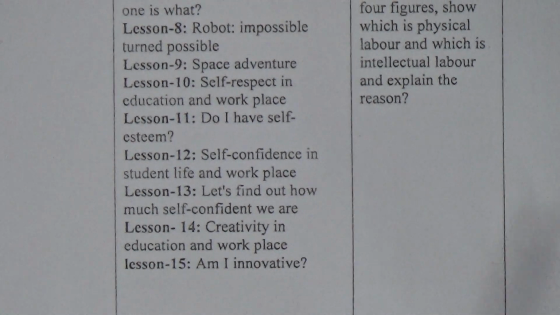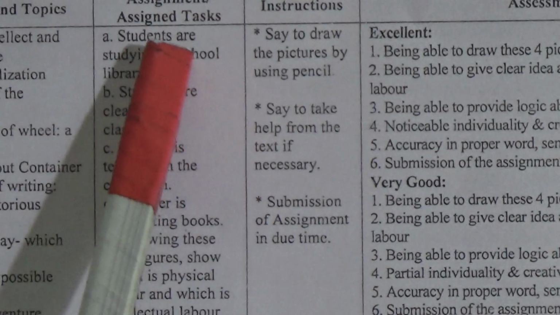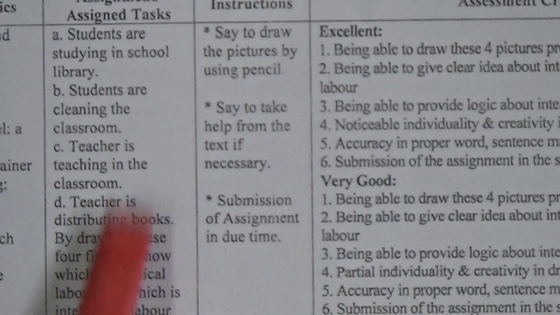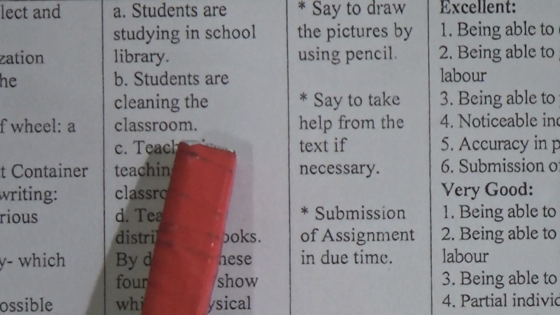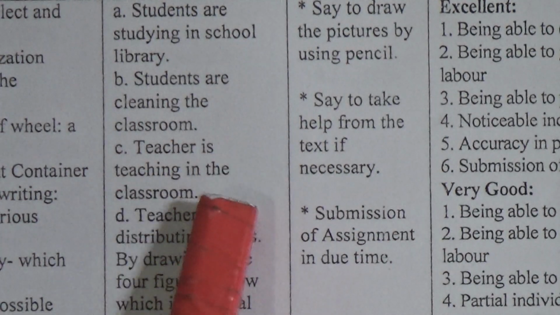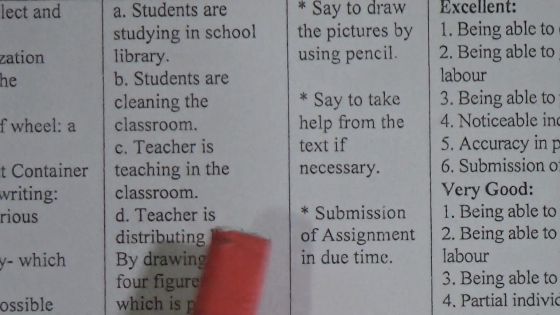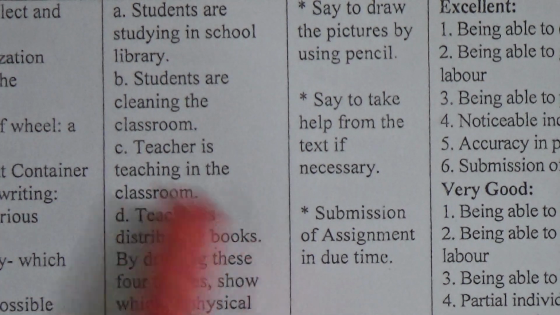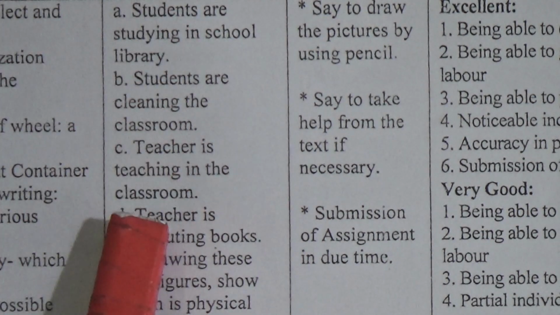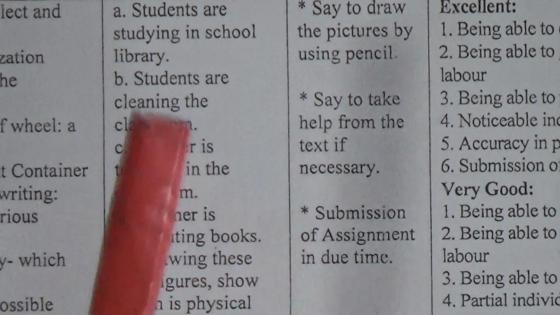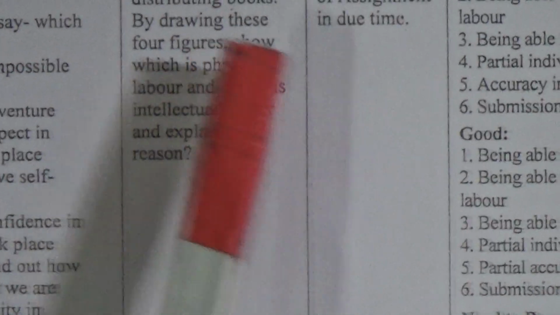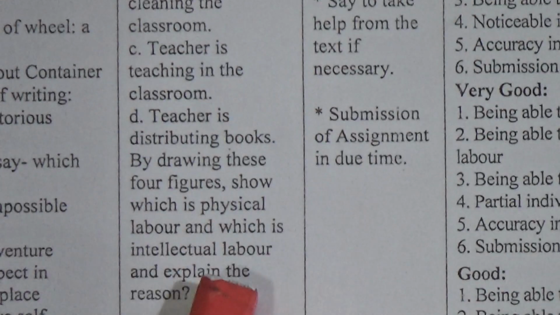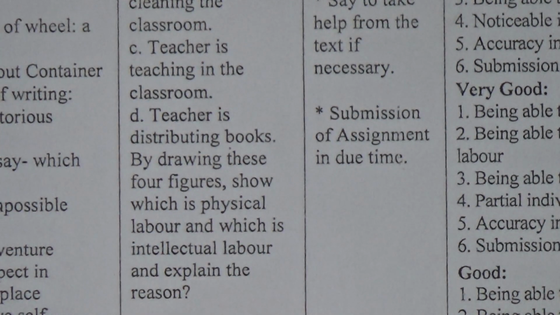Now students, come to the assignment or assigned task. You have to work on that. Number A, students are studying in the school library. Number B, students are cleaning the classroom. Number C, teacher is teaching in the classroom. Number D, teacher is distributing books. So you can see from A to D, some information is given for you. By drawing these 4 figures, show which is physical labor and which is intellectual labor and explain the reason.